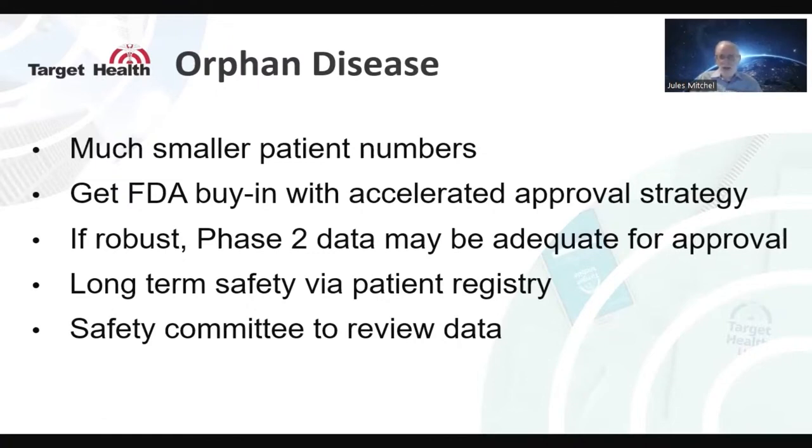Sometimes phase 2 is enough for orphan diseases, and then what you can often do is set up long-term safety via a patient registry, and sometimes you can even do a study within a patient registry. I actually published a paper with FDA and the Clinical Trials Transformation Initiative, which is a public-private partnership with Duke and FDA, on the role of patient registries in clinical trials.